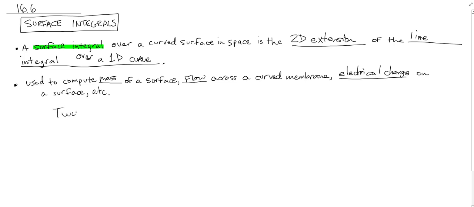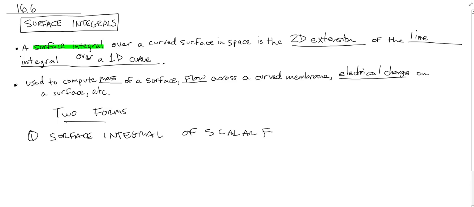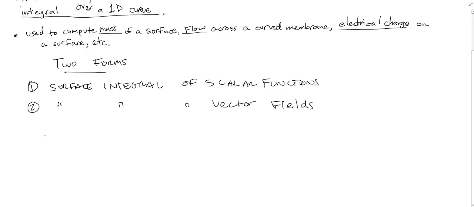So let's begin with discussing that there's actually two forms for our surface integrals. Form number one is a surface integral of scalar functions, and the second one is going to be surface integrals of vector fields. So let's go ahead and look at the computation for this.